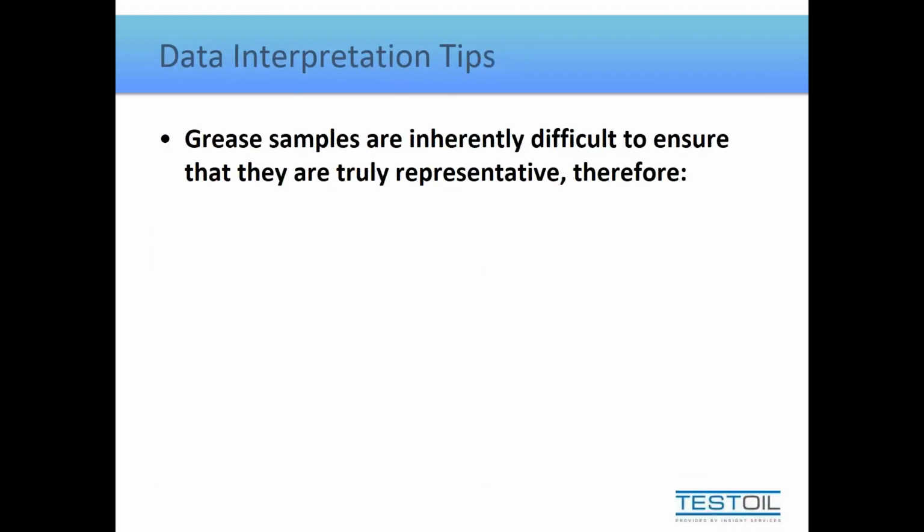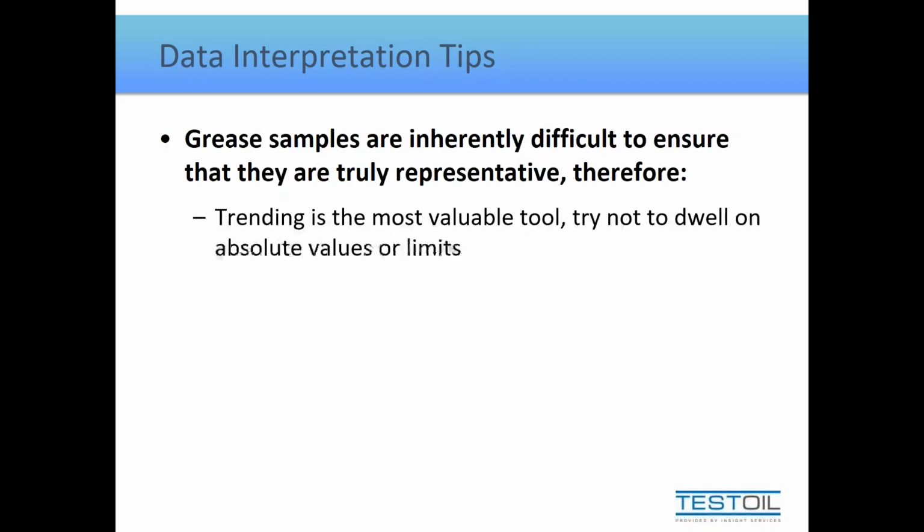So some tips to wrap up here. Knowing that grease samples inherently are very difficult to collect in a truly representative fashion, you should make sure that you, of course, take whatever steps possible to get good samples. And lots of our customers, instead of just trying to scrape it off into a bottle, have gone the way of grease thief and similar sampling mechanisms, and we get much better samples there. But as long as you try and take a sample from a consistent location, in a consistent manner, in a consistent timing, we can get a pretty reasonable idea what's going on there, as long as we don't dwell too much on the absolute values. So as I say, trending is the most valuable tool.